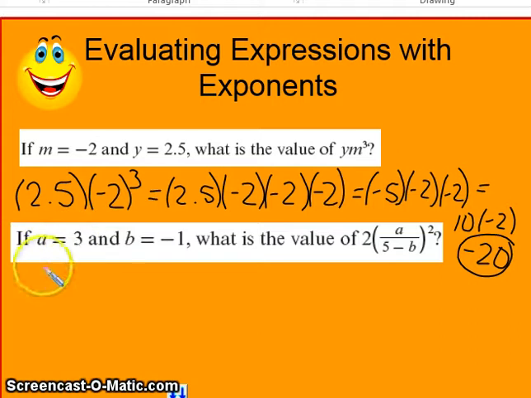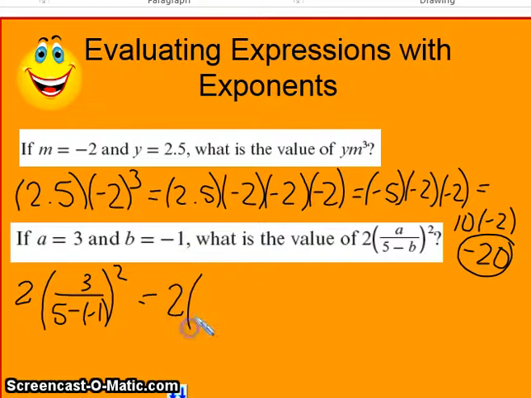And finally, here we have, if a equals 3 and b equals -1, what is the value of 2 times a over 5 minus b, squared? Now I'm going to plug 3 in for a and -1 in for b, and then follow my order of operations to simplify. So I have 2 times, in parentheses, a, which is 3, over 5 minus b, which is -1, and that whole thing is squared. Now before I can apply this exponent, I have to work inside my parentheses. I still have the 2 on the outside, the 3 on the top here, and 5 minus -1 is the same as 5 plus 1, so it's 6, and I'm squaring that.